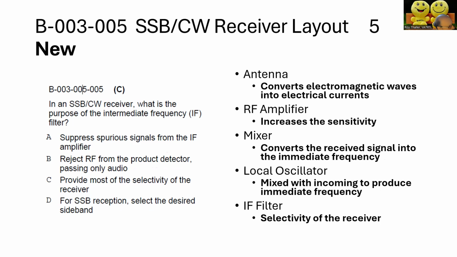Another new question. In a single sideband CW receiver, what is the purpose of the IF filter? So again, it's a filter, so it filters out something. So C is the correct one: it provides most of the selectivity of the receiver.